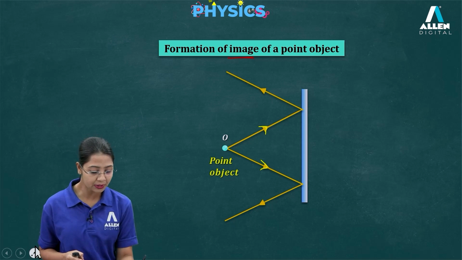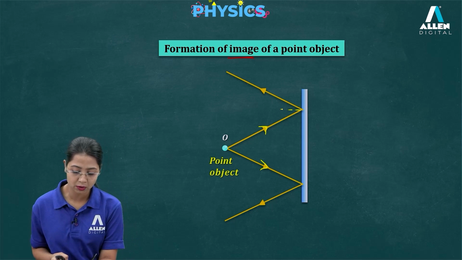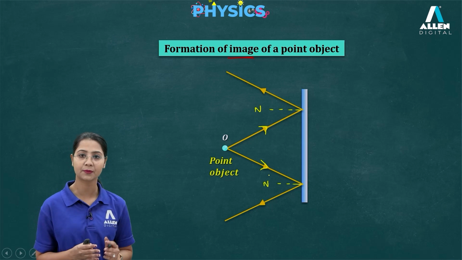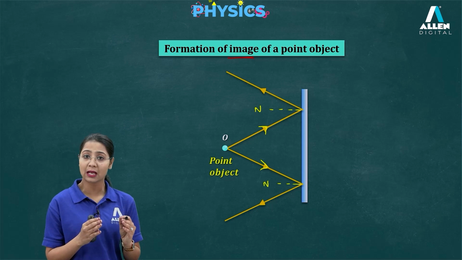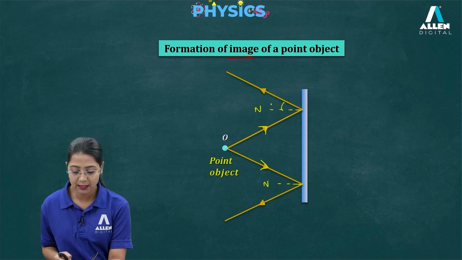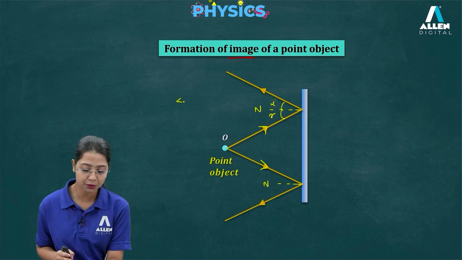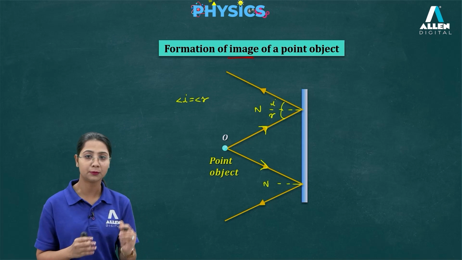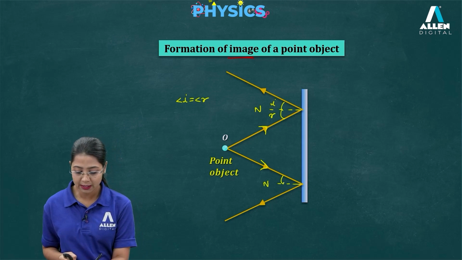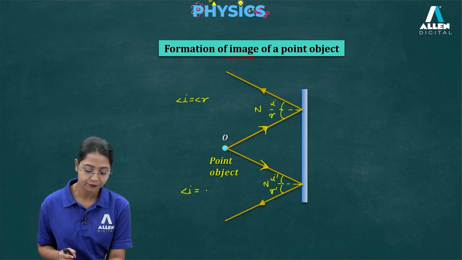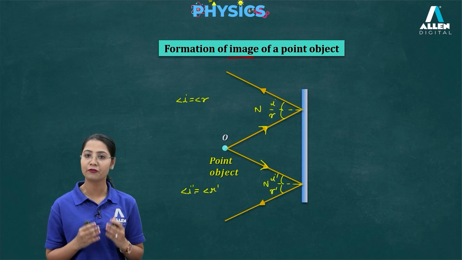Okay, how will we get these two reflected rays? We will draw the normal here. This is the normal and this is also a normal. Okay, now we will find angle i and angle r. So this is angle i and this is angle r. Angle i should be equal to angle r from the law of reflection. Similarly here, I can say it's i dash and r dash. So i dash will be equal to r dash, right, from the law of reflection.